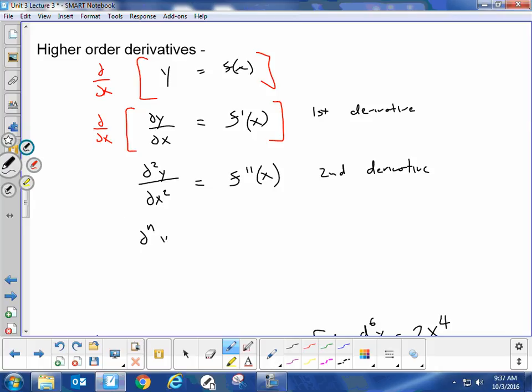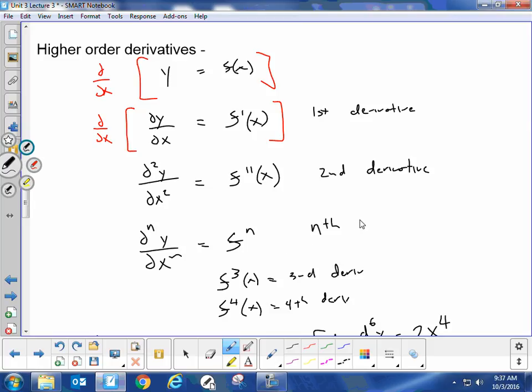So if I see notation like this, we'll start using numbers. So like f3 or f4 of x, this would be the third derivative or the fourth derivative. This we'll say is our nth derivative. Okay, just in this kind of form.